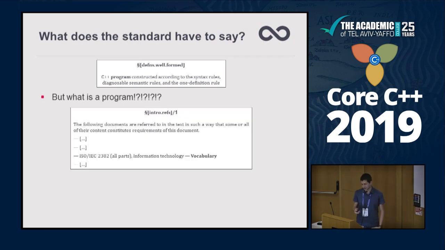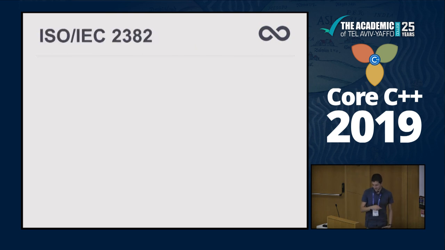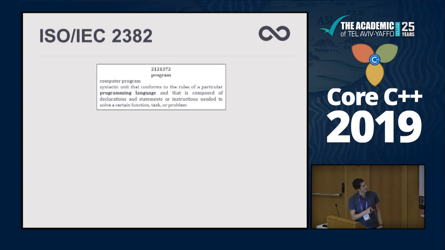If you check out this part of the standard, you get references to other standards that this standard depends on. For example, this standard, ISO/IEC 2382, which defines vocabulary for information technology, which is nice. There's a standard for common terms in computer science. So maybe this one defines what a program actually is. And I opened this standard up, and found the definition of a program.